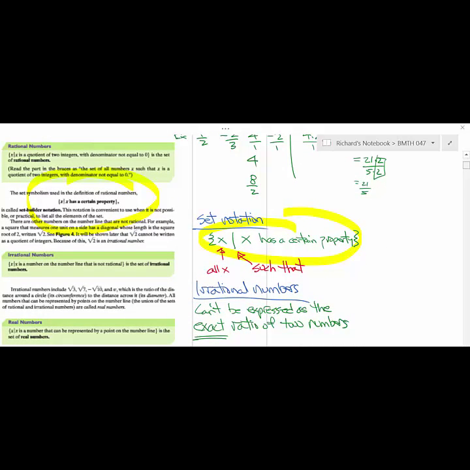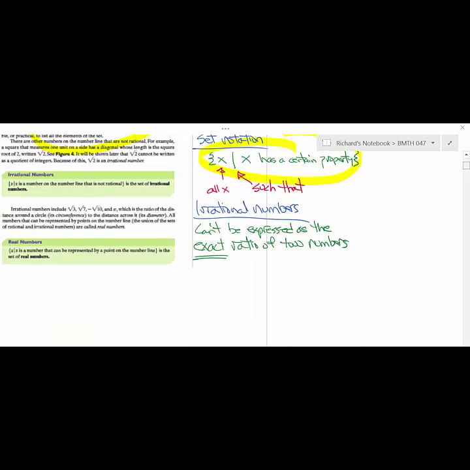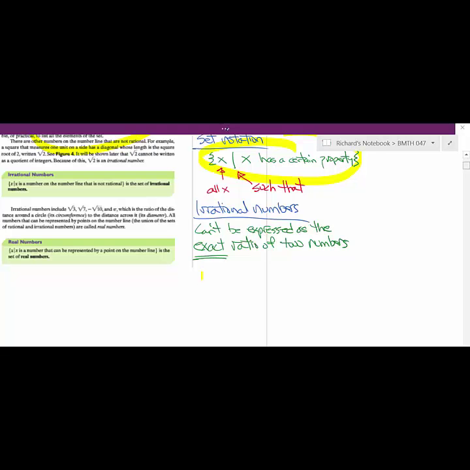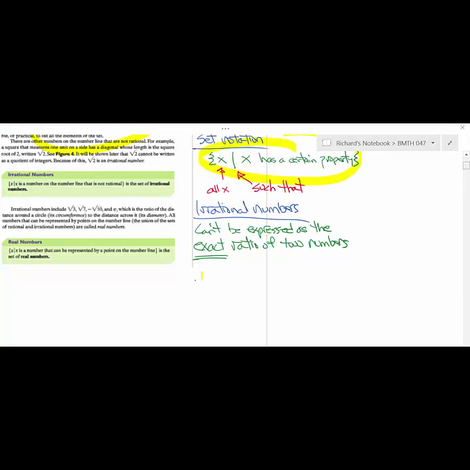So irrational numbers are numbers that can't be expressed as the exact ratio of two numbers. Some examples of irrational numbers are the square root of 2, the square root of 3, and numbers like pi, the square root of 7, and the square root of 11.